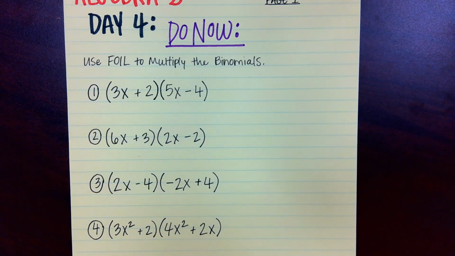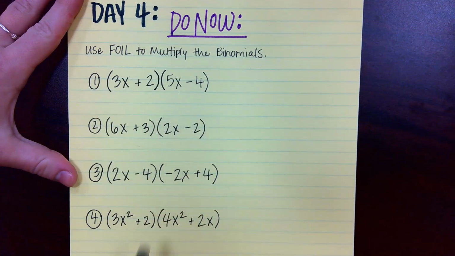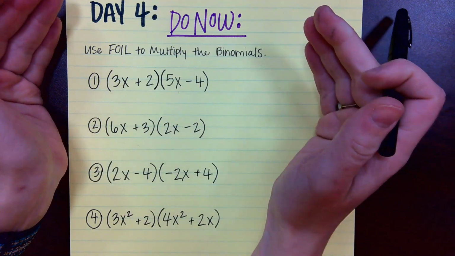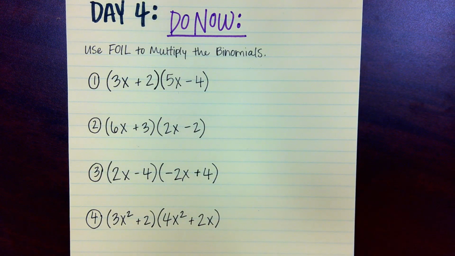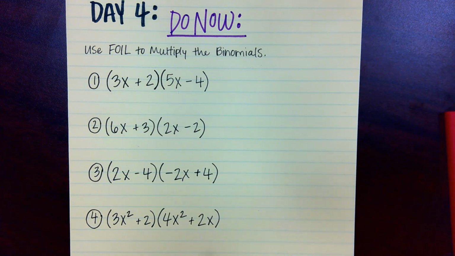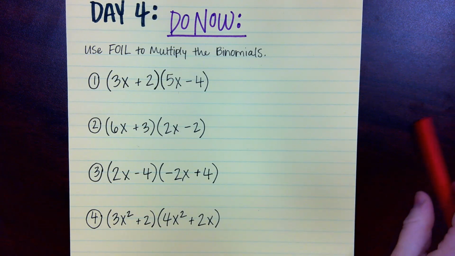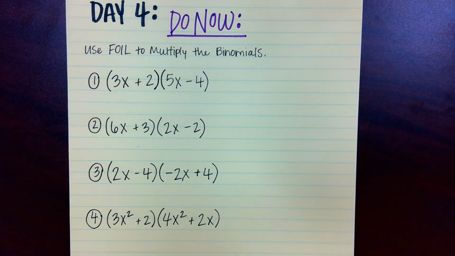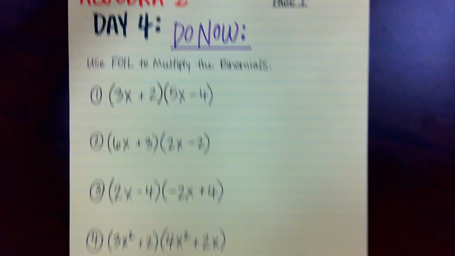Let's look at our do now. We've got 4 different multiplication problems with binomials. This is what we were doing yesterday a little bit. I did throw on an extra one that was a little trickier, number 4. And we didn't try one like that yesterday, but we did go over how to do stuff like this. So I think if you just apply that knowledge to number 4, I bet most of you got it right. But if not, that's all right. We're going over it right now. So let's look at number 1 together.